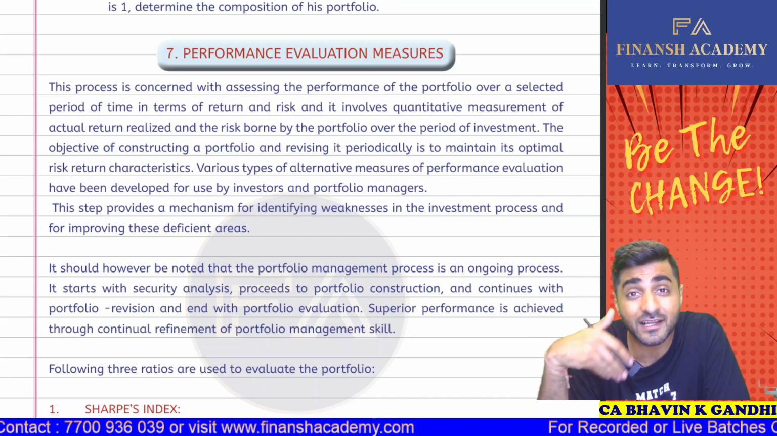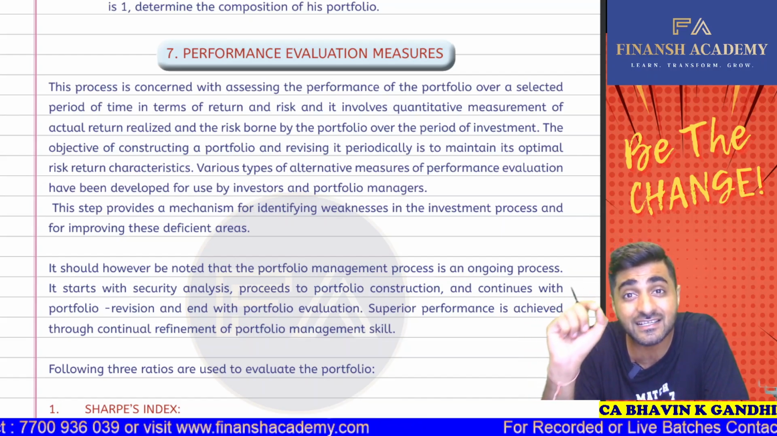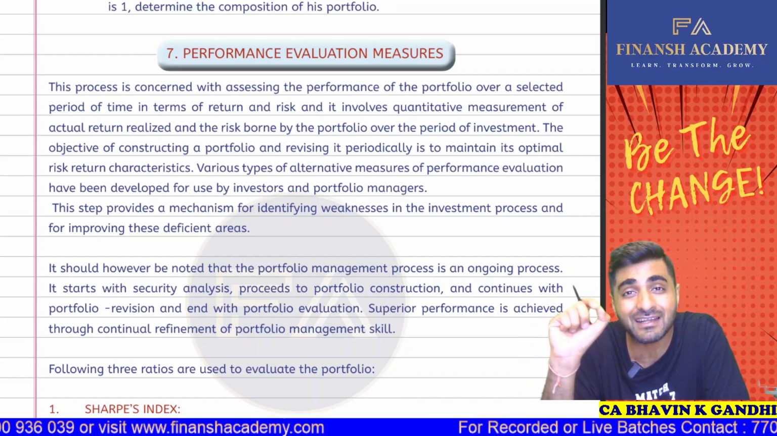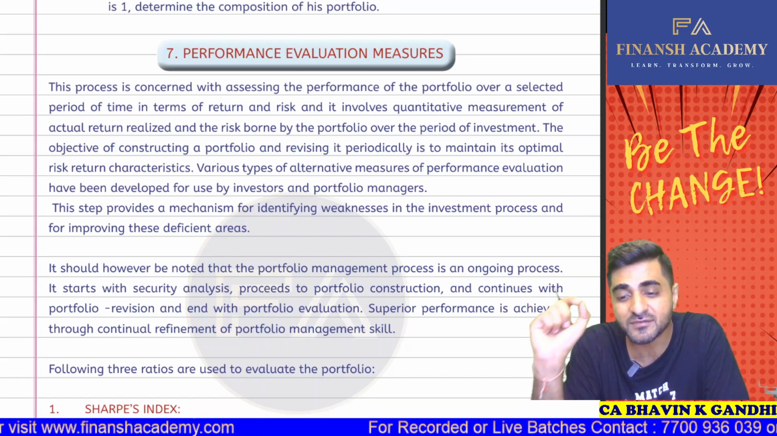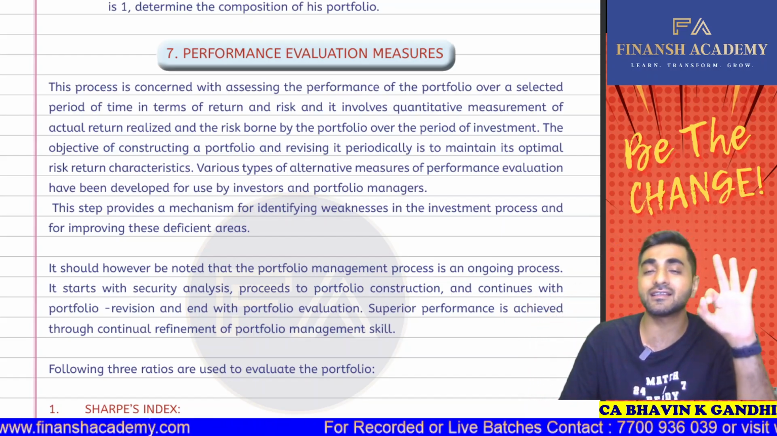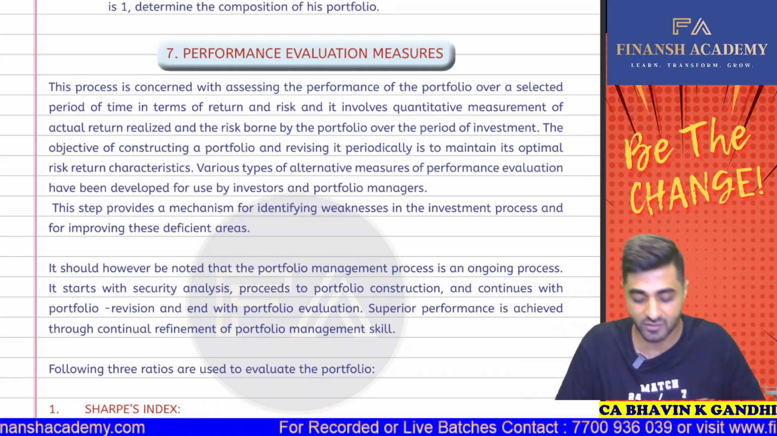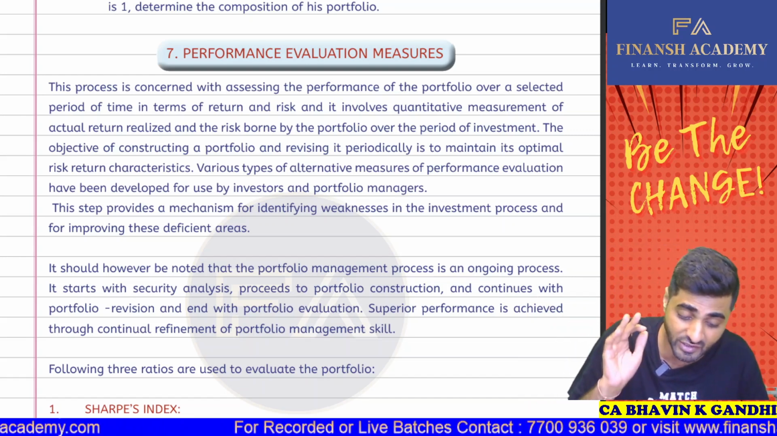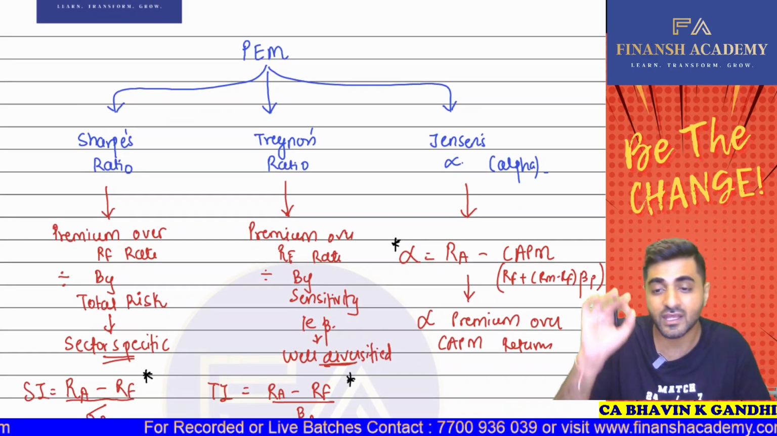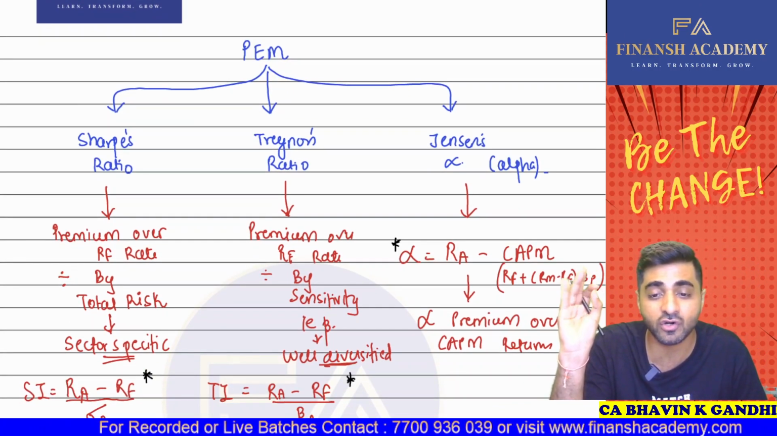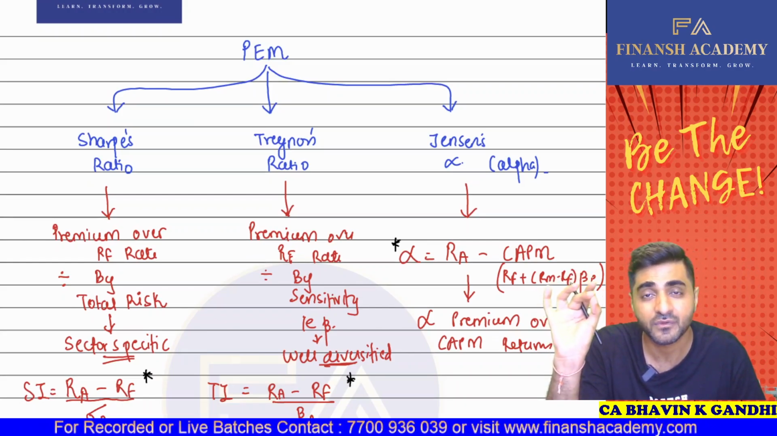So now when he's going to select the best possible portfolio, he needs some measurement techniques to evaluate the performance of the portfolios. So that is why in this concept, you are going to learn that there are three types of measurement techniques. Okay, how many types of measurement techniques are there? There are three types of measurement techniques. So basically, there are three types of ratios: Sharpe ratio, Treynor's ratio, and Jensen's alpha.